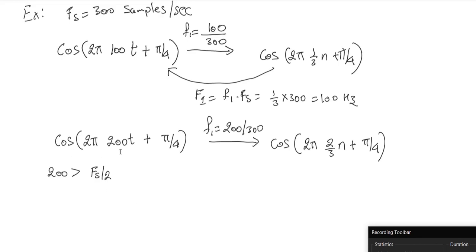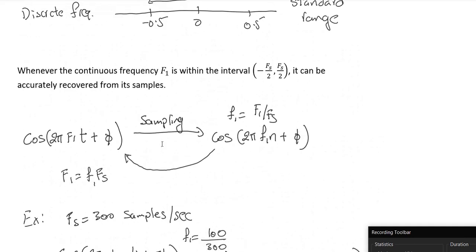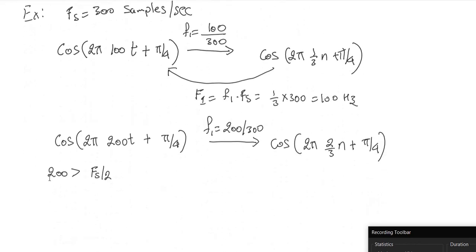Now let's consider a continuous sinusoid where the continuous frequency is not in the range of minus Fs over 2 to Fs over 2. So here my 200 hertz is greater than Fs over 2, which is 150 hertz for 300 samples per second. When you convert this into discrete frequency, you use the same formula again, and you get the discrete frequency of 2/3. Note that 2/3 is not in the standard range of discrete frequencies.